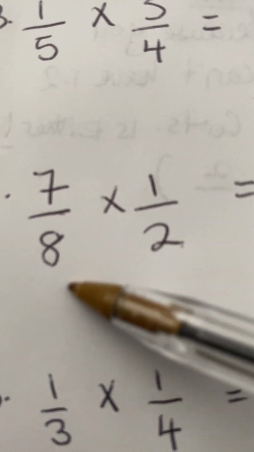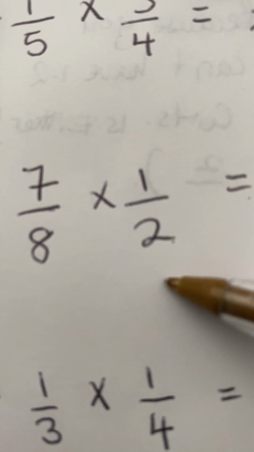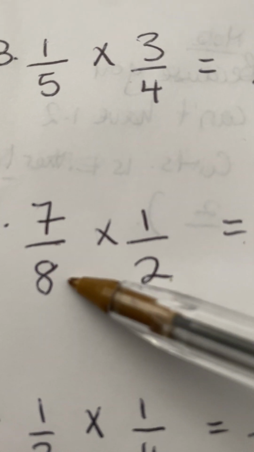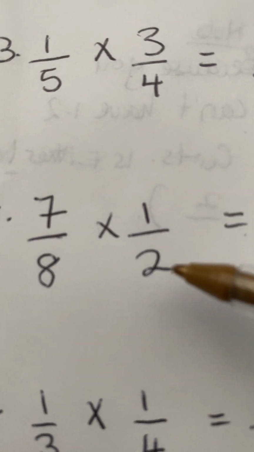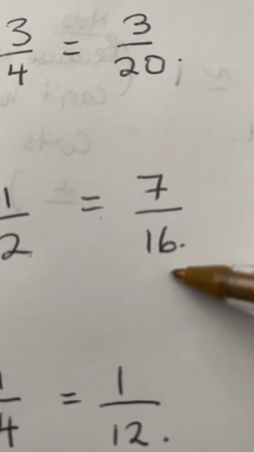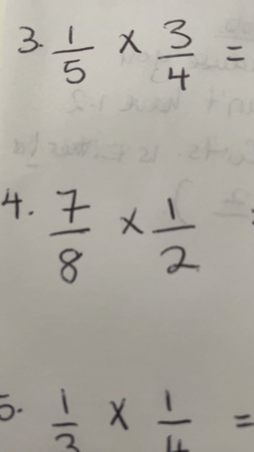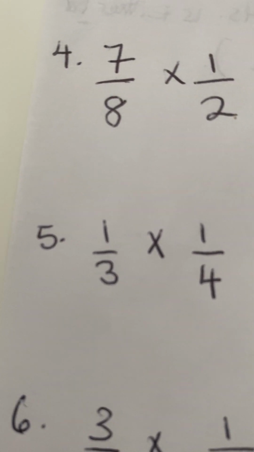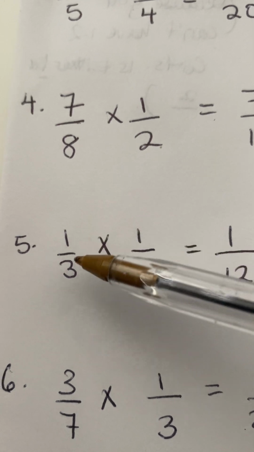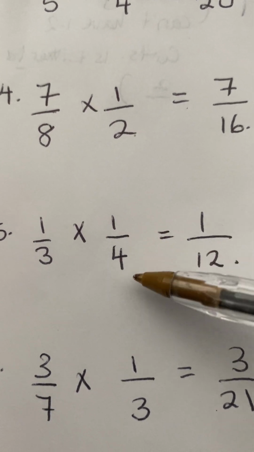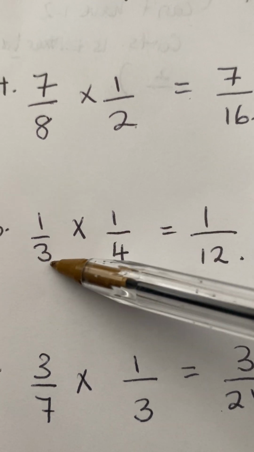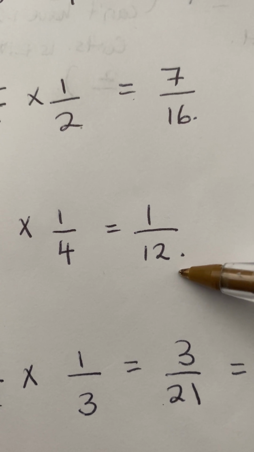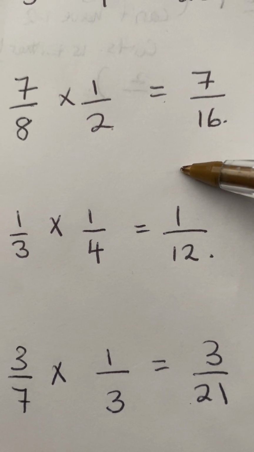Number 4, 7/8 times 1/2. 7 times 1, 7. 8 times 2, 16. So 7/16. Next, 1/3 times 1/4. So 1 times 1, 1. 3 times 4, 12. So that would be our answer.